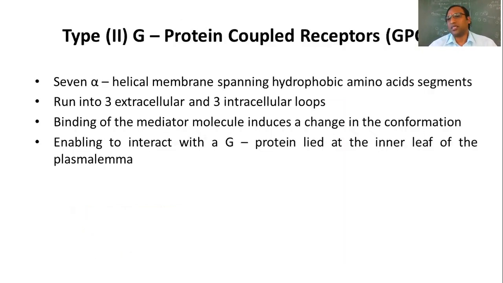The second receptor present here is called the G protein coupled receptor, or GPCR. It has 7 alpha helical membrane spanning hydrophobic amino acid segments, running into 3 extracellular and 3 intracellular loops. That is a very important thing: outside you can see 3 loops, inside you can see 3.